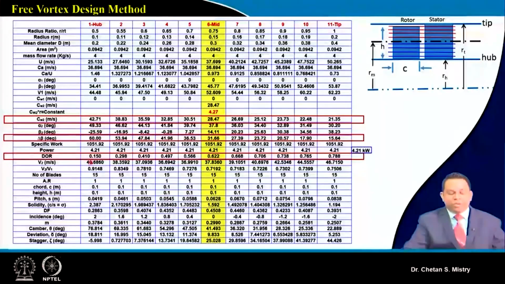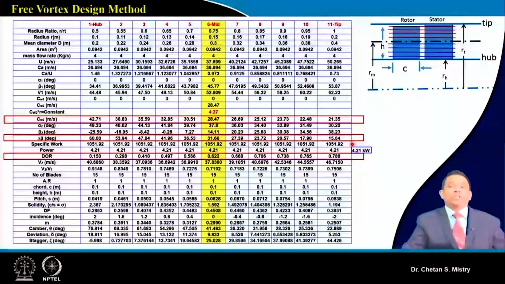In the same way, this is representing how my degree of reaction is varying from hub to tip. Now in this case, my power requirement is coming to 4.21 kilowatt. If I average throughout my span, this is the amount of work that is required. And as we have discussed earlier, this will help us decide the capacity of the motor.